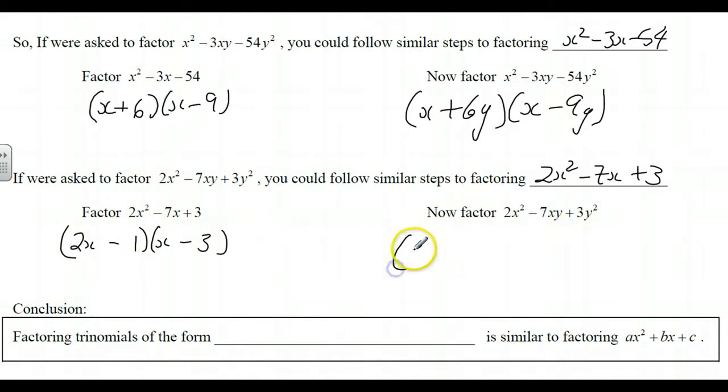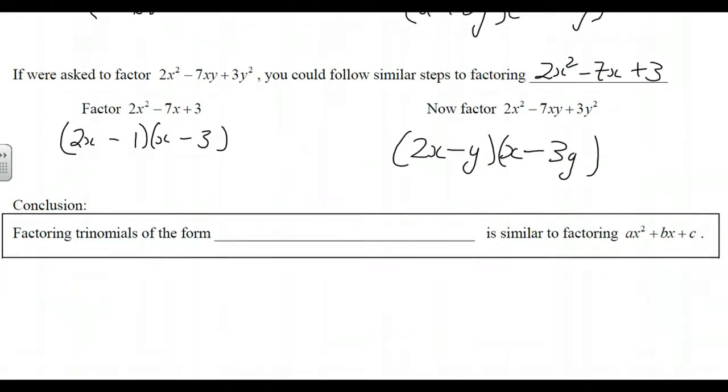Factor this. 2x minus 1y, or just y, and x. Yeah, nice save, not quite. x minus 3y. 2x squared minus 6xy minus 1xy is minus 7xy plus 3y squared.